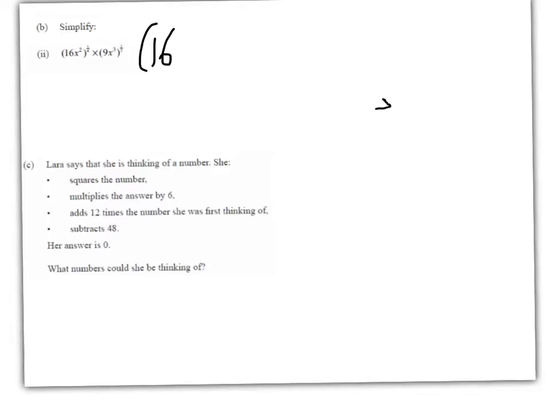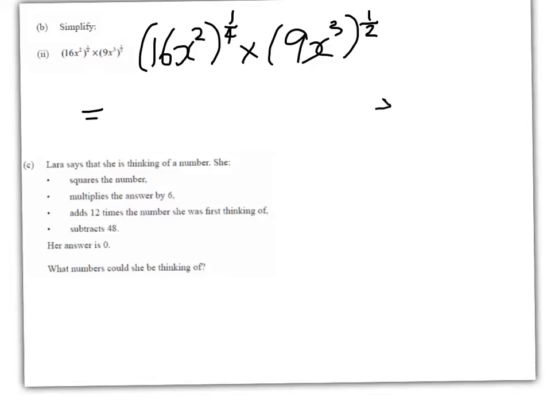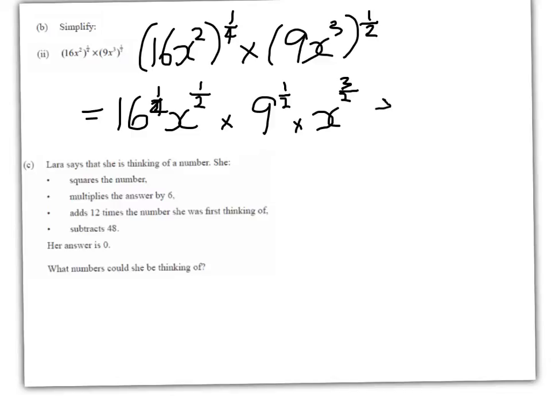So just writing this out again, 16x squared to the power of 1/4 times 9x cubed to the power of 1/2. So we just go step by step. 16 to the power of 1/4 times x to the power of 2/4, which is 1/2, times 9 to the power of 1/2, times x to the power of 3 over 2.